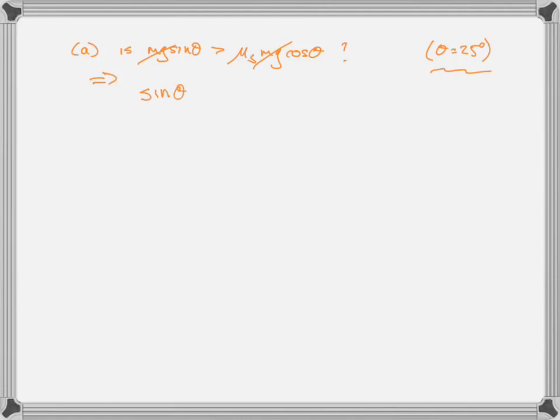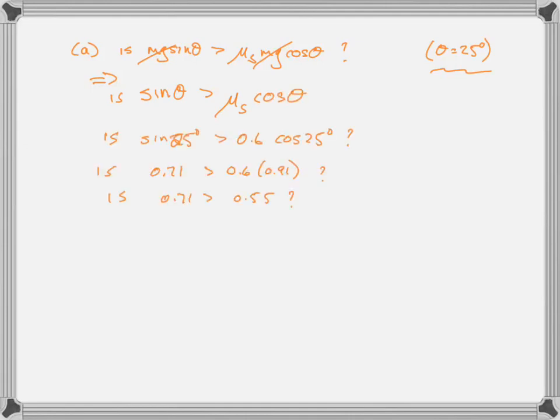So it's a question of, is sine theta greater than mu sub s cosine theta? Now it's a plug-in. Now I plug in the numbers and I get down to asking, is 0.71 bigger than 0.55? The answer is no. So what? So the downward force is not big enough to get it moving. It doesn't move.